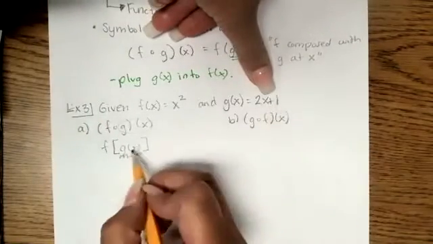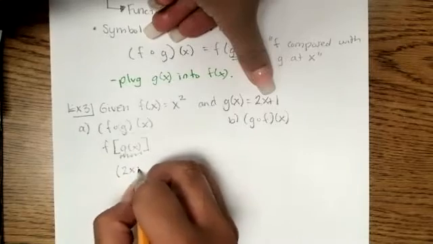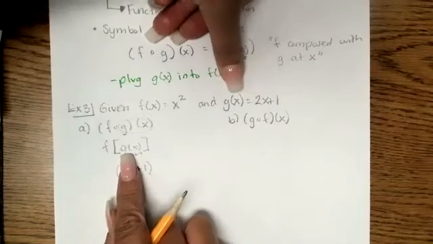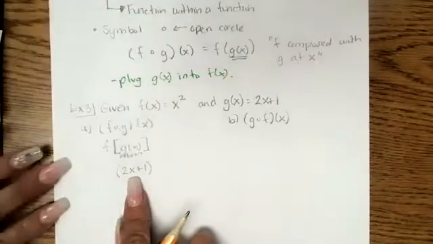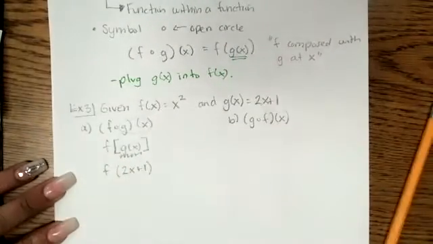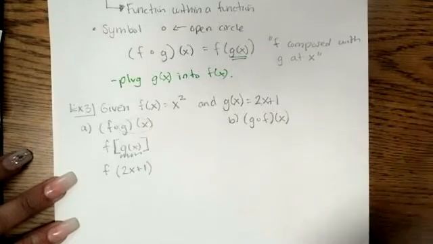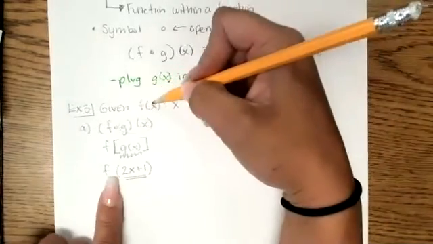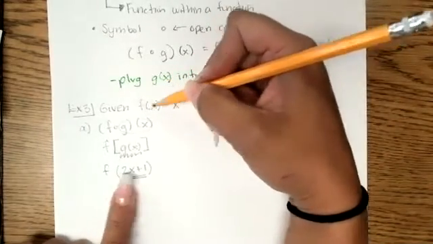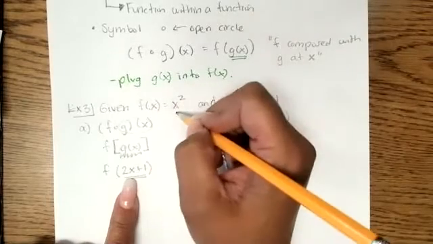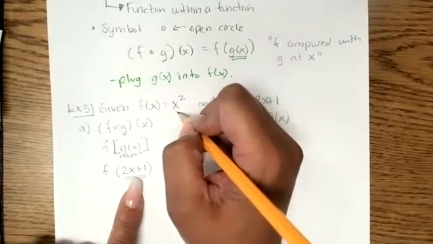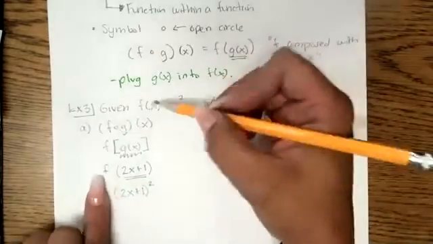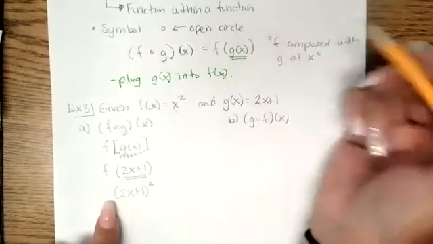g of x equals 2x plus 1. So I'm going to plug in all of 2x plus 1 right there. And because I plugged it in, do not write g of x anymore, because I substituted in 2x plus 1. Now I have an f on the outside. So now I'm going to plug this 2x plus 1 into the function of f. Right here it says f of x equals x squared. So everywhere I see an x, I'm going to replace it with this 2x plus 1. So then this is going to be 2x plus 1 squared. And because I plugged in the x, do not write the f on the outside anymore.